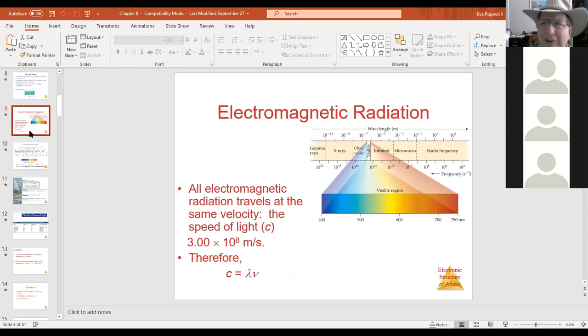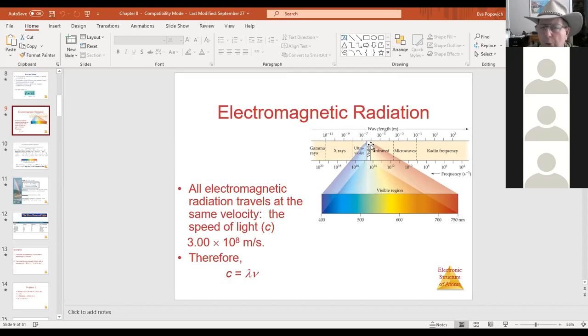You can look at the different categories as having either more energy or less energy: small wavelength, high frequency, or large wavelength, low frequency. It goes in this order: gamma rays, shortest wavelength, highest energy, highest frequency. Radio waves, longest wavelength, lowest frequency, smallest energy. And it goes gamma rays, X-rays, ultraviolet.